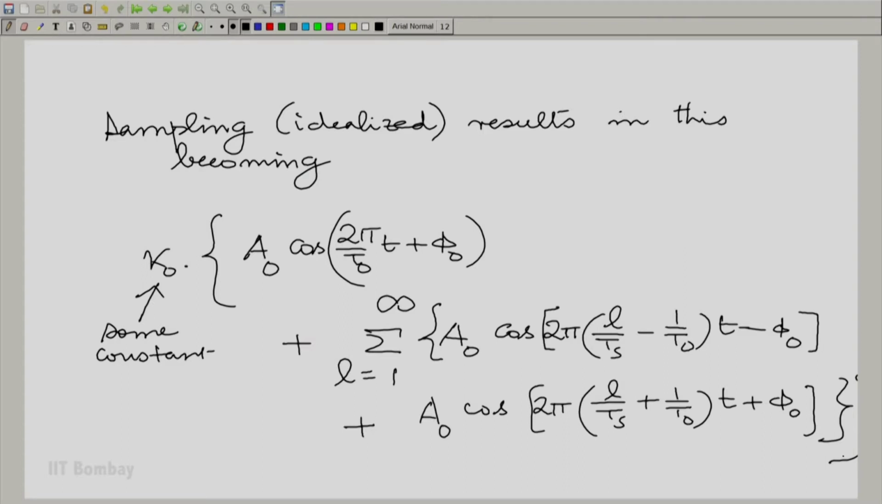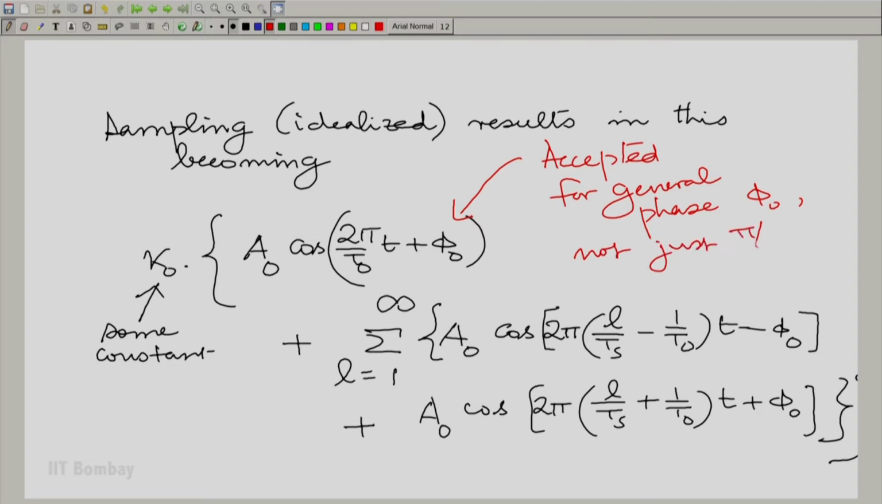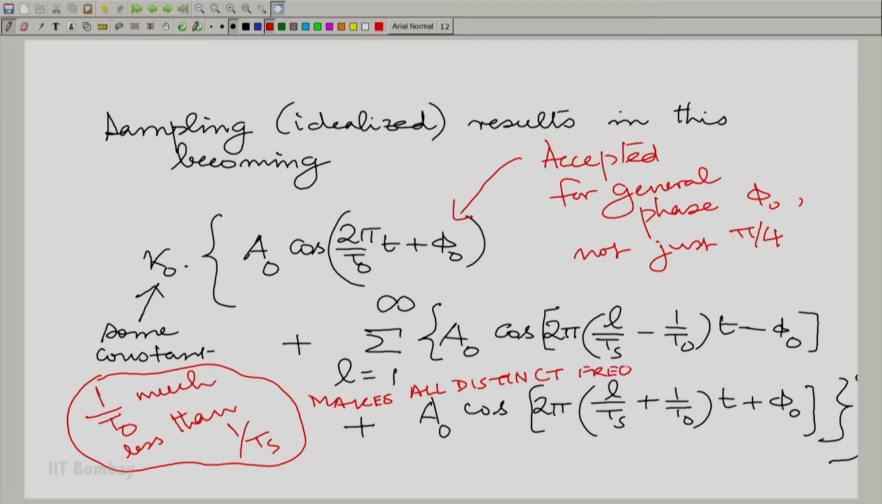Look carefully. The generalization that we have made here is that we have now accepted a general phase phi0, not just pi/4. Also, you will notice that as long as 1/T0 is much less than 1/Ts, there is no confusion; these are all distinct frequencies. So, 1/T0 much less than 1/Ts makes these all distinct. There is no confusion between them. Now, when you say much less, how much less? Let us now graphically put down the situation and answer this question.